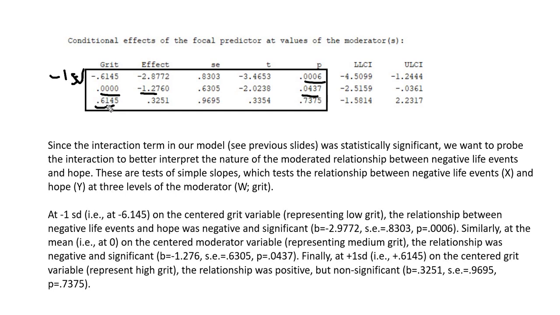But at this high level on grit, which is +1 standard deviation units, the effect is positive, and you can see right here that it is not statistically significant. So basically, at -1 standard deviation and the mean on grit, you have negative relationships between negative life experiences and hope, and both of those are statistically significant, whereas at +1 standard deviation, the effect of negative life events looks like it's positive but is not statistically significant.